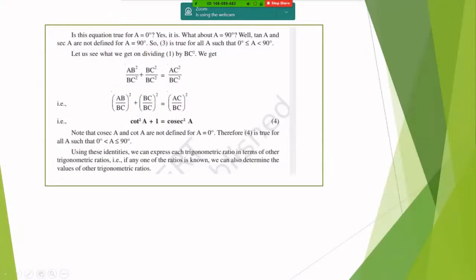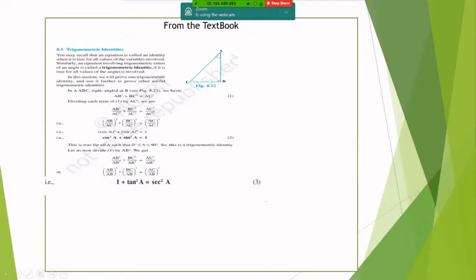Moving ahead with the same first equation, this time we are dividing all the terms by BC square. So we are getting (AB upon BC) whole square, (BC upon BC) whole square, (AC upon BC) whole square. That is nothing but cot square A plus 1 equal to cosecant square A. So as you can see, all the three identities we have proved.